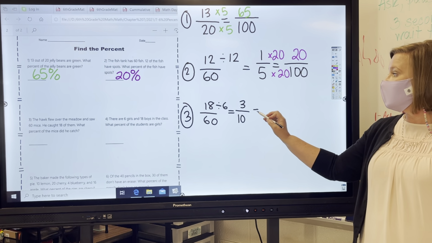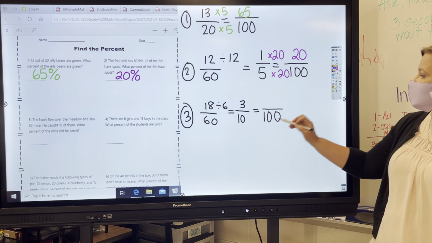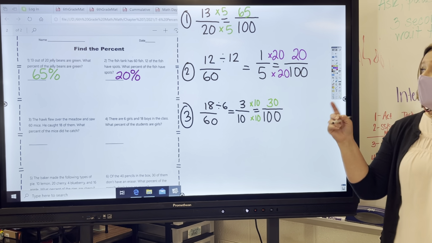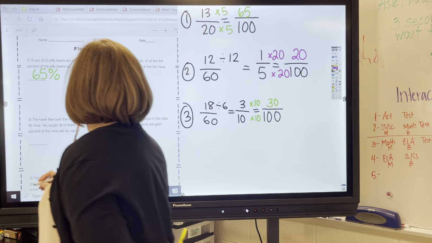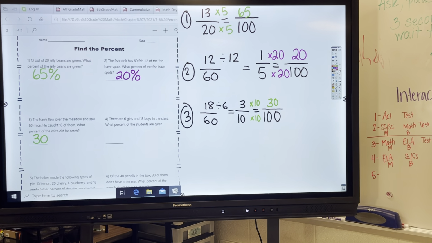Now, what does my denominator need to be? How do I get from 10 to 100? Times 10. So 3 times 10 is 30. So, what percent of mice did he catch? 30. If he caught 30 more, how many mice? He caught 30%. Not 30 mice. He caught 30% of the mice. Sorry, I didn't have my label.